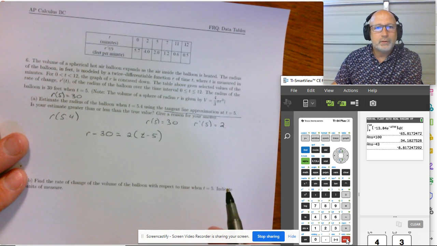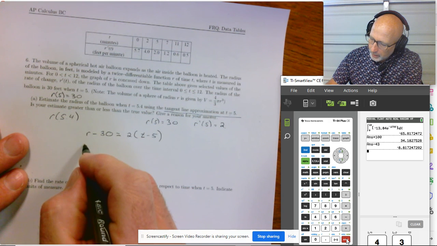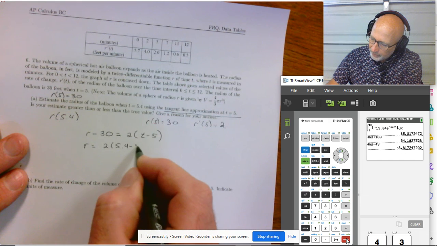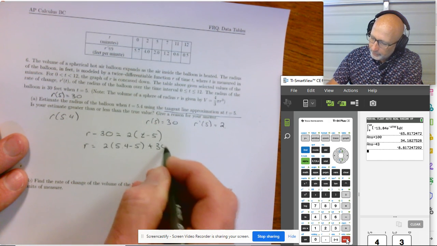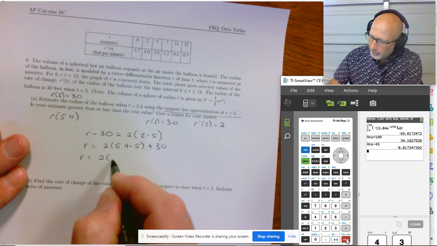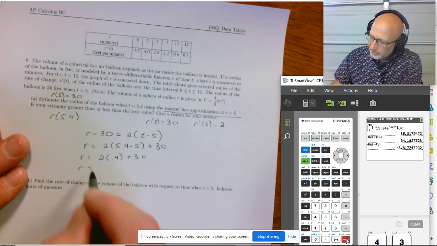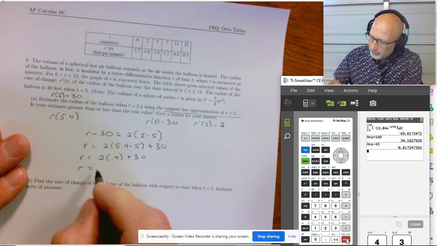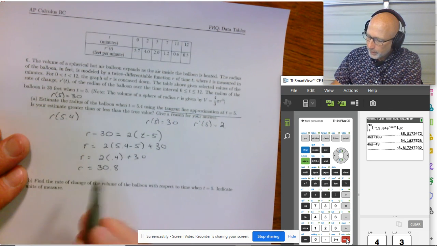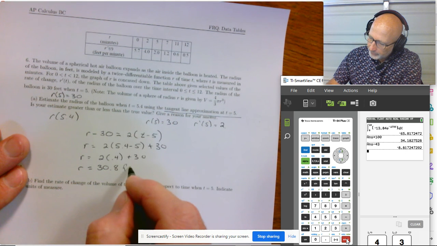Now all I have to do is plug in 5.4. So r is equal to 2 times 5.4 minus 5, and then I added the 30 to the other side already. So r is equal to 2 times 0.4 plus 30. So this is 0.8. So I have 30.8. So estimate the radius. The radius is approximately 30.8, and this is going to be feet.